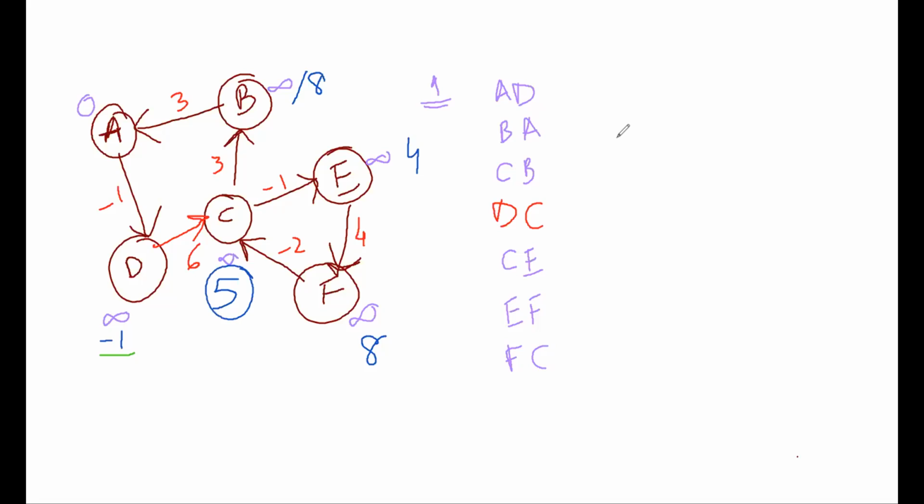I don't see any more updates happening because C has only 2 incoming and they are not giving a lesser value. So I think pretty much the distances are going to be the same because B has only one edge incoming, or everybody has pretty much one incoming edge other than C.